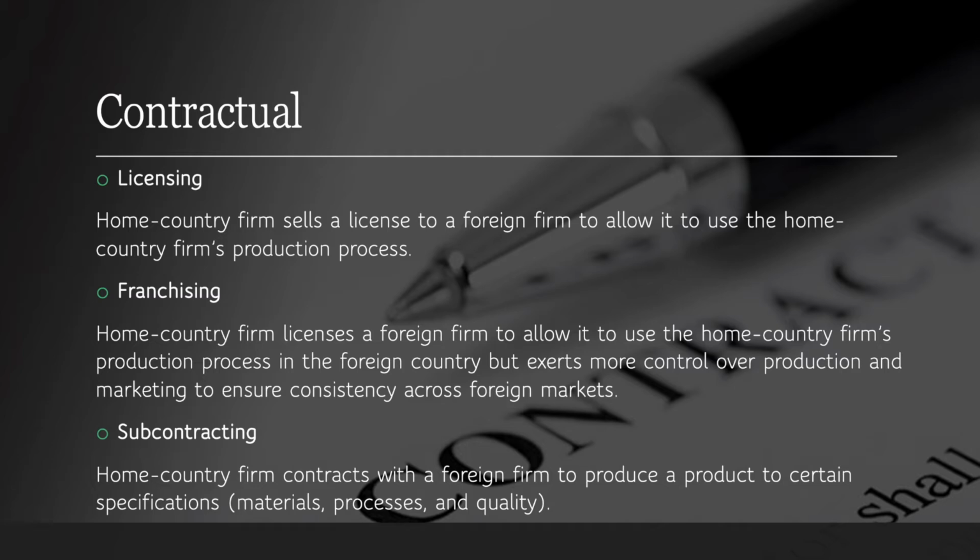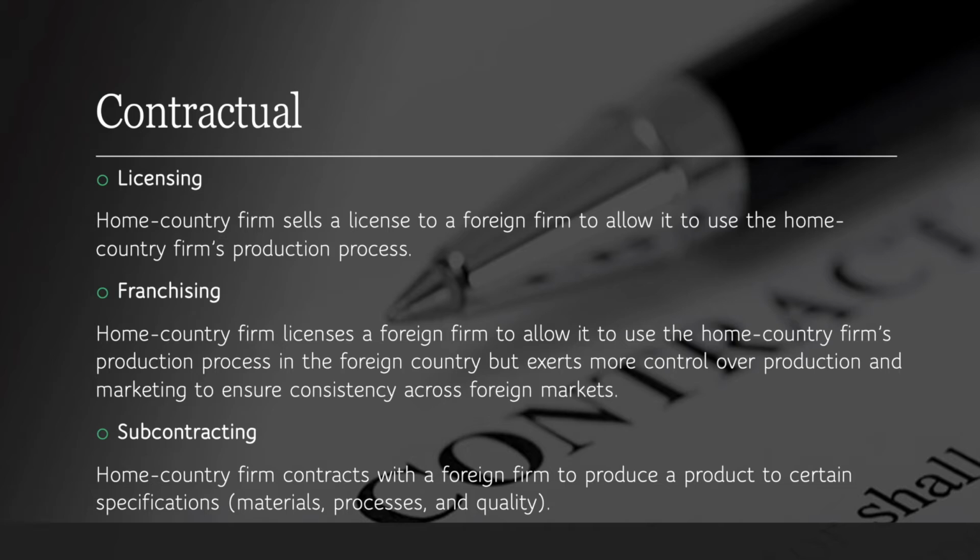In the franchising type of contractual foreign market entry, the home country firm licenses a foreign firm to allow it to use the home country firm's production process in the foreign country, but accepts more control over production and marketing to ensure consistency across foreign markets. The home country firm also provides assistance to the foreign firm to ensure this consistency. Franchising agreements are more common in service and retail firms than in manufacturing, and we are usually most familiar with this type of mode through international hotel and fast food chains.